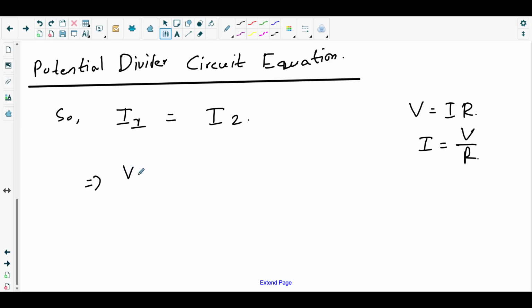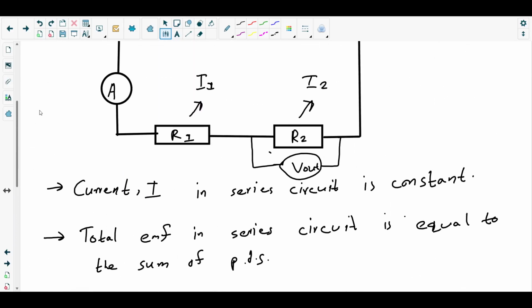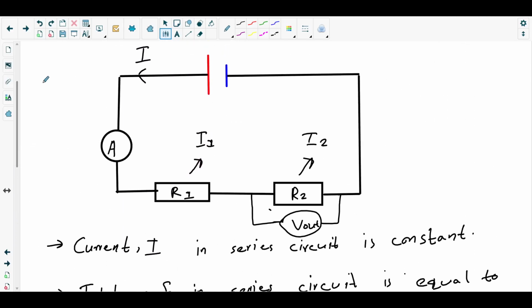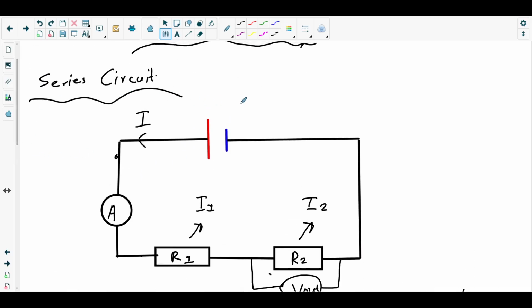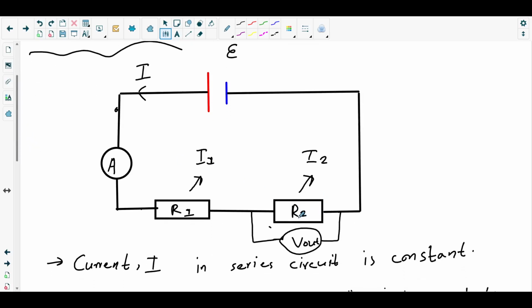So V over R, where V is the PD across the resistor R1, right? Since the whole circuit has the same current, the current here is I, the current here is I, all throughout the whole circuit the current is I. So I want to relate the EMF, which is basically the input voltage, isn't it? I'll relate the EMF with the output voltage, that is the PD across R2. That's the important concept for Thevenin's theorem.